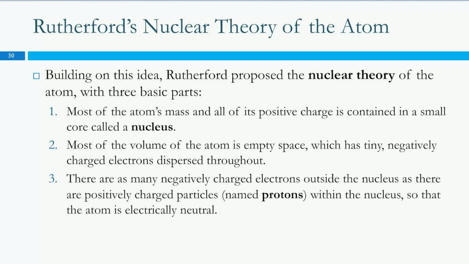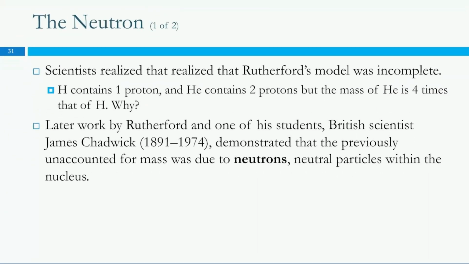He was mostly right. He was missing one thing, though. And scientists pretty quickly realized this because hydrogen, this worked for. Hydrogen has 1 proton. Helium has 2 protons, but the mass of helium is actually 4 times that of hydrogen. The reason is that Rutherford's theory left out neutrons. So there's this other particle that has a similar mass to a proton that's also in the nucleus.